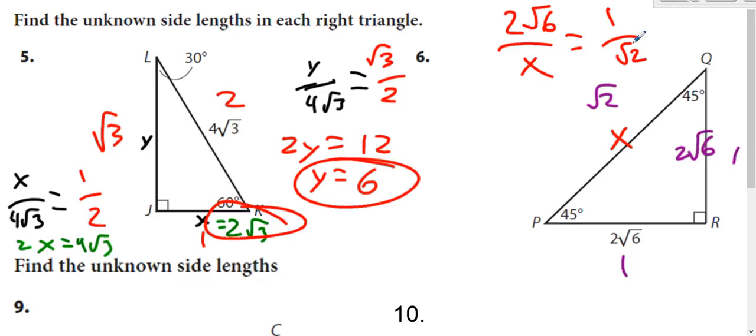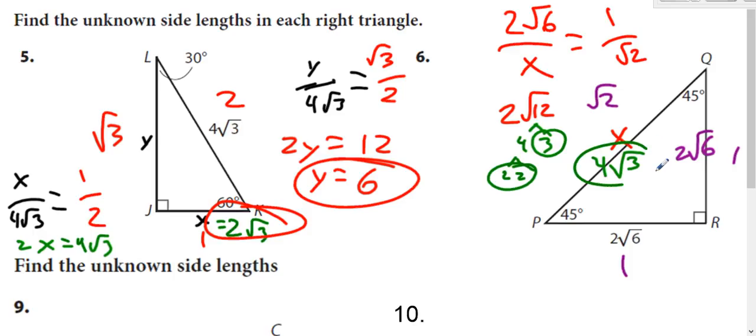And then cross multiply. 2 square root of 6 times square root of 2. You can multiply the square roots together and you get 2 square root of 12. That can actually be simplified. Break it down to 4 times 3. Pair of 2's gets to come out with a leftover 3. The leftover 3 stays in the square root. This pair of 2's comes out. 2 times 2 is 4 on the outside. So the hypotenuse is 4 square root of 3.